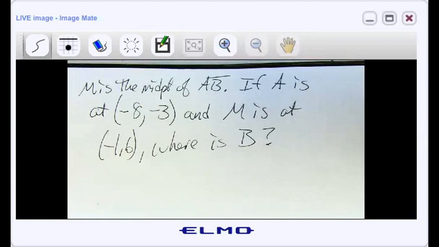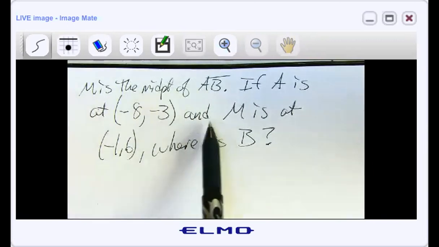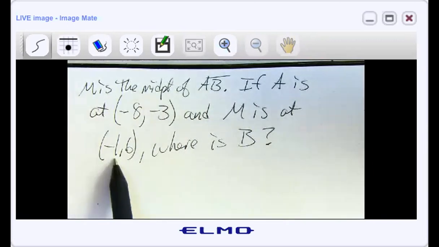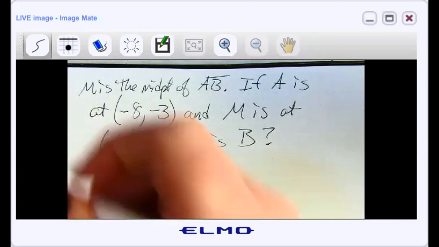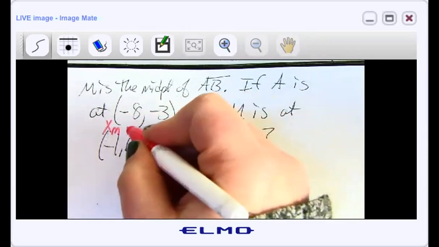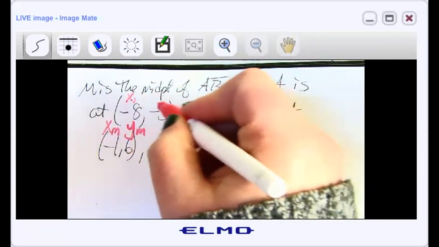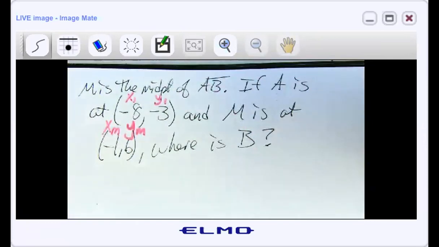How are you supposed to know? Right here. I told you that M is the midpoint. So wherever I give you the coordinates for M, (-1, 6), that's the x and y of the midpoint. So I'm going to label that right now before I forget. This is x of my midpoint. I'm just going to put an M there because it's too messy to write mid. And this is y of my midpoint. So point A is just my first endpoint. So I'm going to call this x1, y1. Awesome. Now I'm ready to do it.